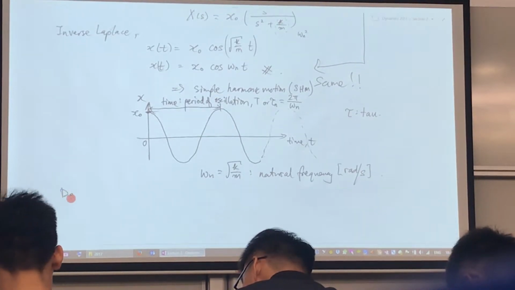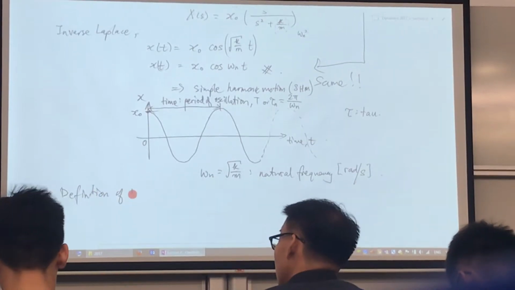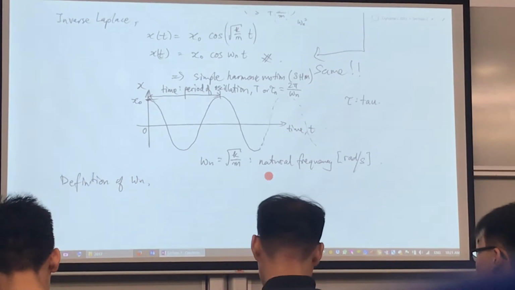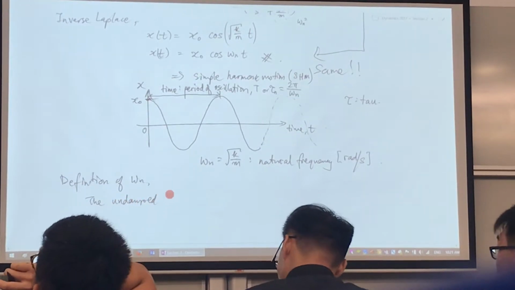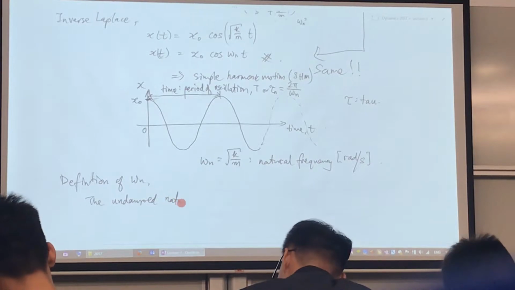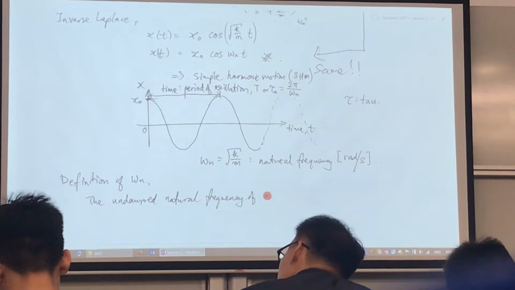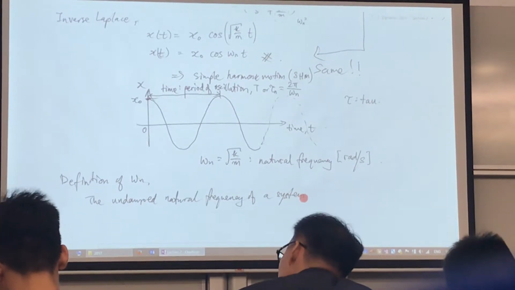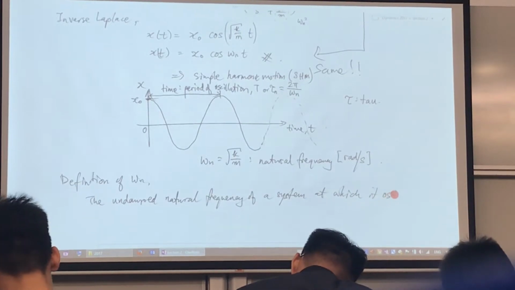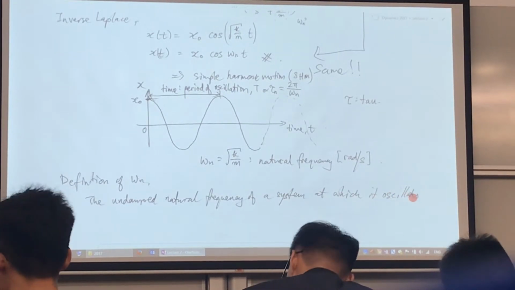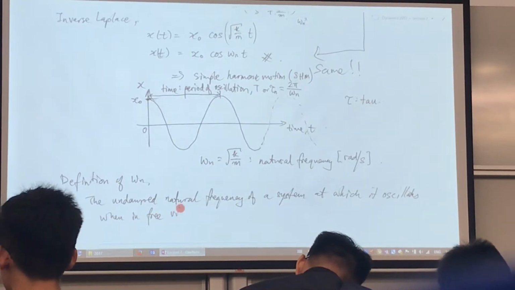So let's have the definition of natural frequency, omega n. It just means that it is the undamped natural frequency of a system at which it oscillates when in free vibration.